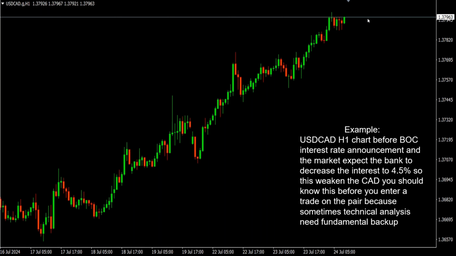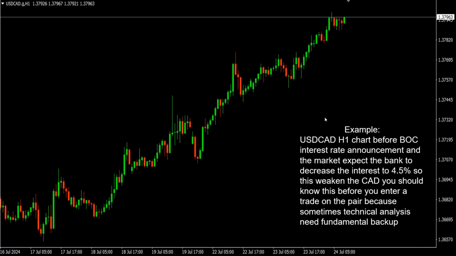So let's have this example. This chart was from the day before yesterday. This is USD versus CAD, the American US dollar versus the Canadian dollar. This is a 1 hour chart, and this is before the Bank of Canada interest rate announcement. The market expected the bank to decrease the interest rate to 4.5%. This is weakening the CAD. You should know this before you enter a trade.